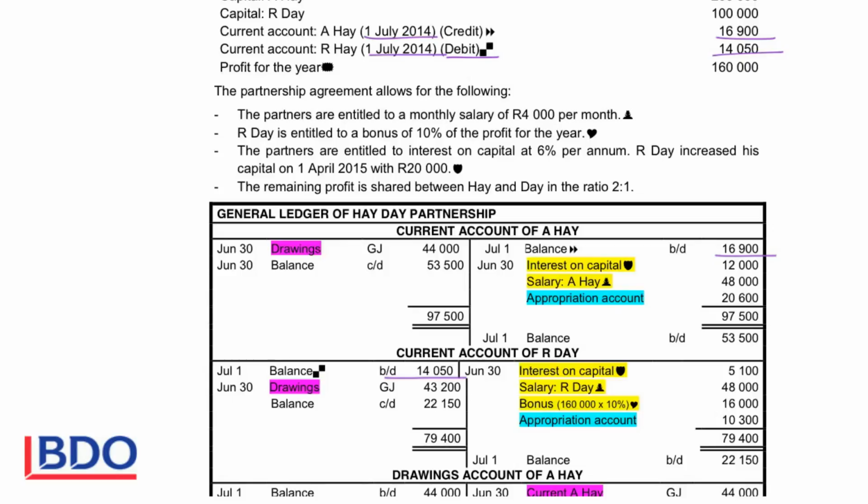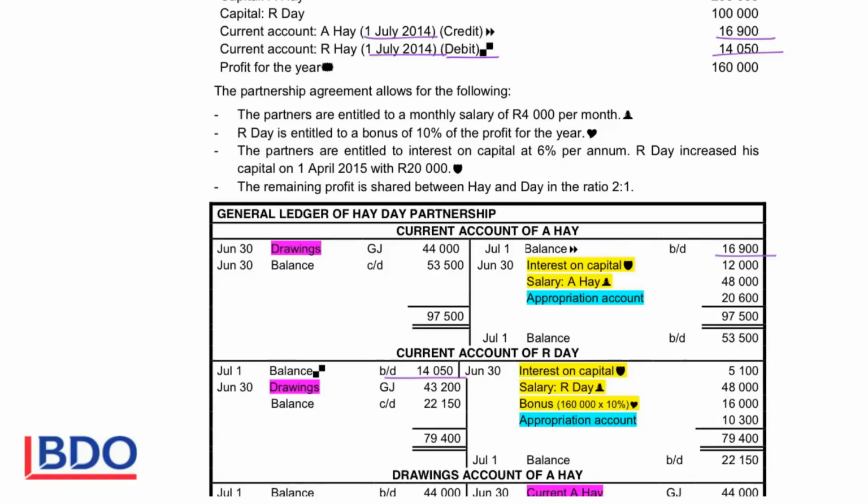The partners are entitled to a monthly salary of 4,000 Rand per month. So if we look at the current accounts, any money that must be paid to the partners will be recorded on the credit side of the current account. Remember, the current accounts is part of your equity, and equity increases on the credit side.